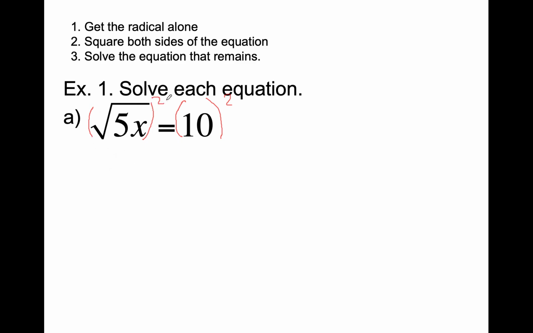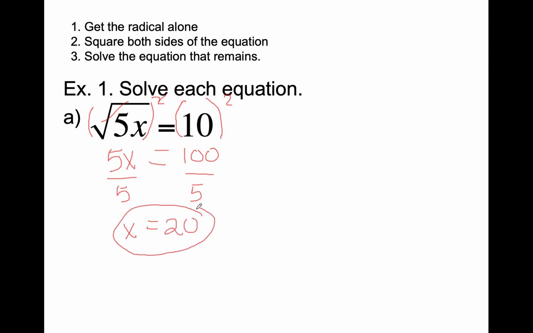So the square and the radical cancel out, so I'm just left with 5x on this side. Remember, that's very important. The square of a radical cancels out. So 5x on the left side equals, well, 10 squared is 100. Now I solve this equation just like I normally would solve any other equation. Get x by itself, so I'm going to divide by 5 on both sides. I'm left with x equals 20. And there's my final answer.